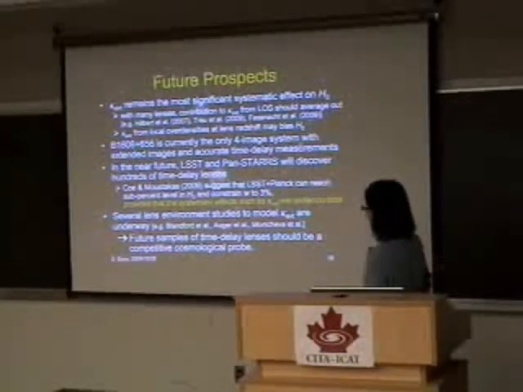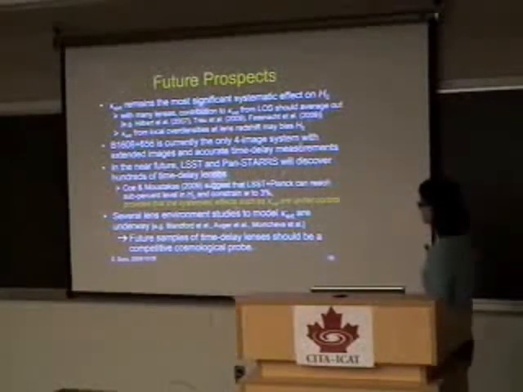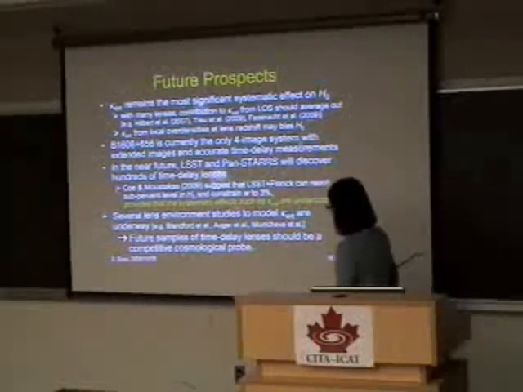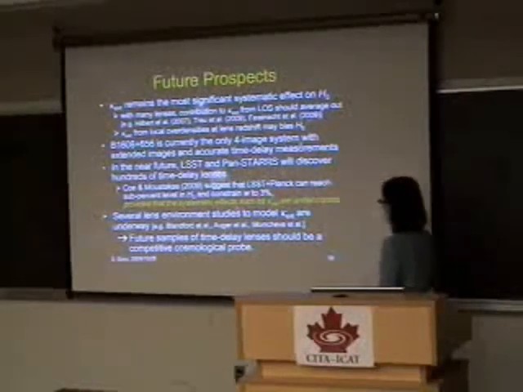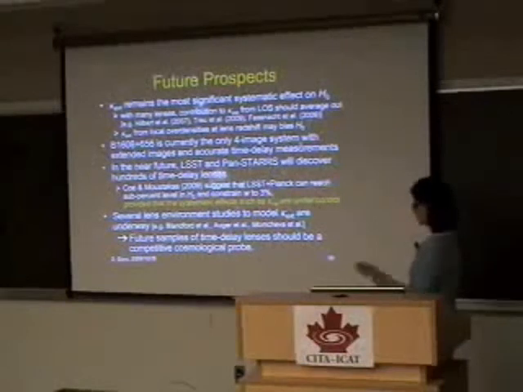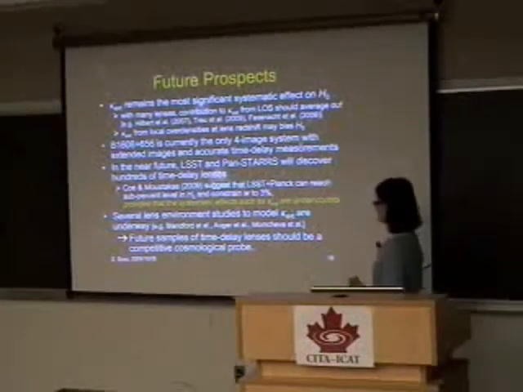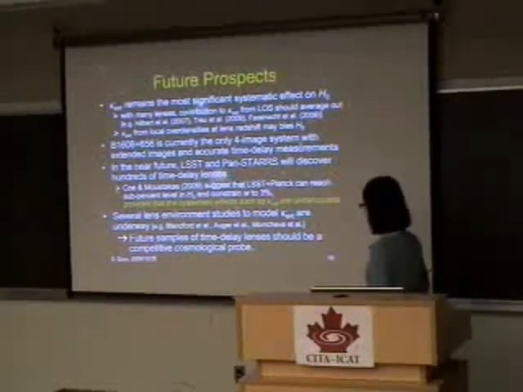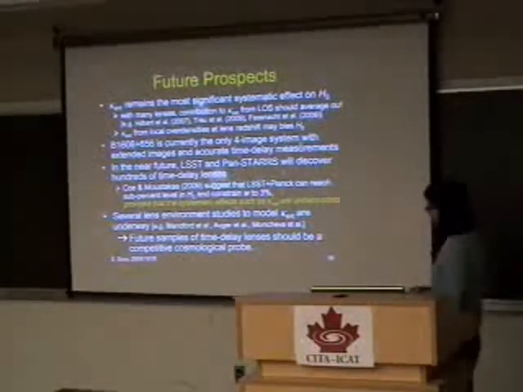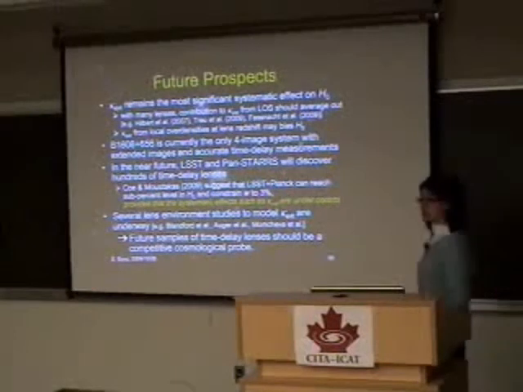However, in the near future, LSST and Pan-STARRS will discover hundreds of time delay lenses. And recently, Dan Coe and Leonidas Moustakas suggest that LSST plus Planck priors can actually reach sub-percent level in H0 and constrain W to 3%, with caveats, provided that the systematic effects such as the external convergence are under control. And this is the main effort of our research on 1608, controlling these systematic effects.